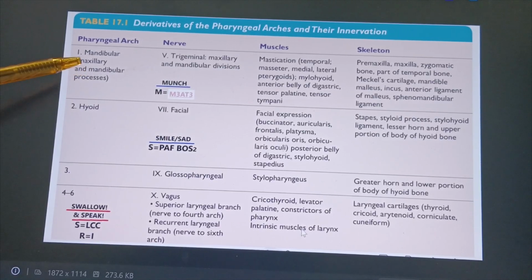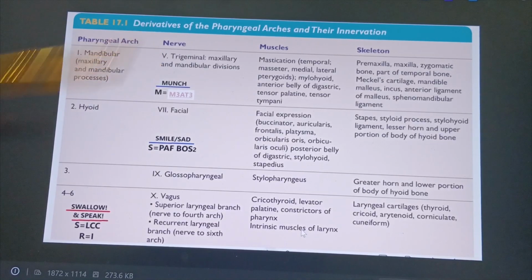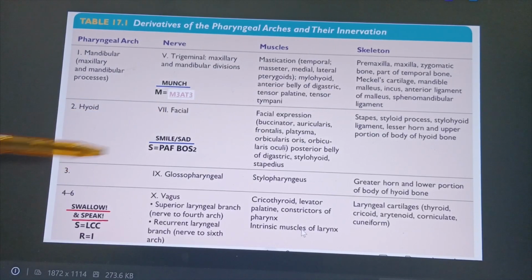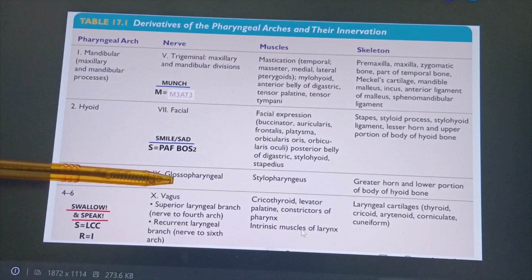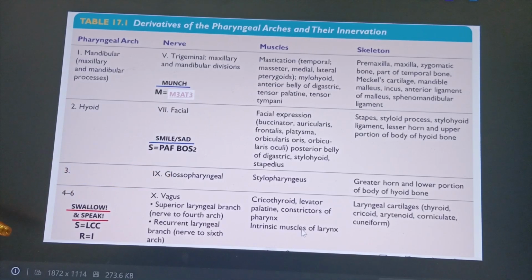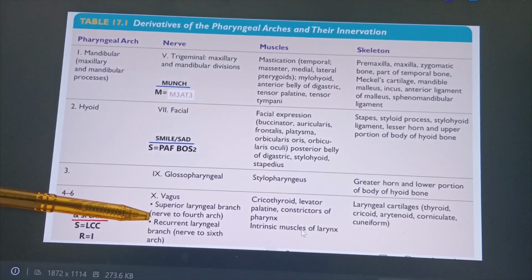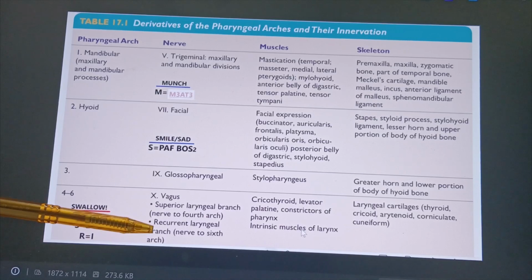Okay, we must first recall that this arch must be supplied by the fifth cranial nerve. The second arch, hyoid, is being supplied by the seventh cranial nerve, the facial. The third arch is supplied by the ninth, the glossopharyngeal. Then the fourth and sixth are supposed to be supplied by the vagus nerve through its superior laryngeal branch and the recurrent laryngeal branch respectively. The superior will supply the fourth arch and the recurrent will supply the sixth arch.